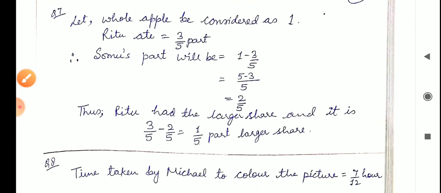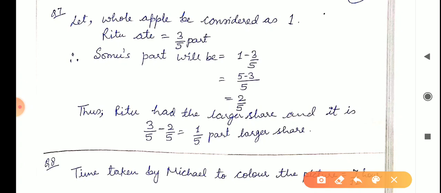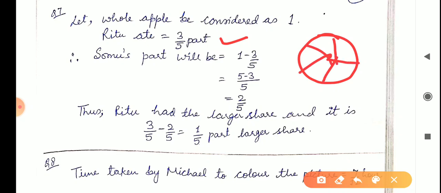Okay, now come to the next question. In the next question, it is given that there is one apple. Ritu ate 3 by 5 part of that apple, that is 1 whole divided into 5 equal parts. Okay, 1, 2, 3, 4, 5. And Ritu ate 3 by 5 part. So how much portion is left? 2 by 5 portion is left. So Sonu's part will be 1 whole minus 3 by 5, that is 2 by 5. You can see from the picture also.